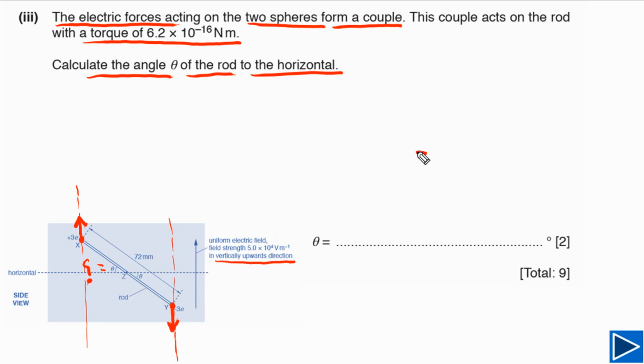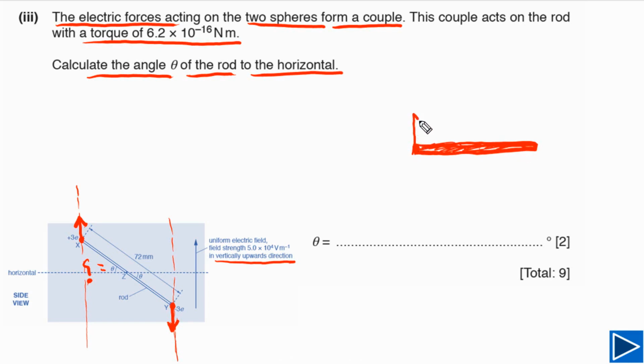Let's try to understand a little bit about torque of a couple. Let's say we have this one rod. You can simply understand this is one uniform rod, you can imagine, and there are two forces acting on this rod.